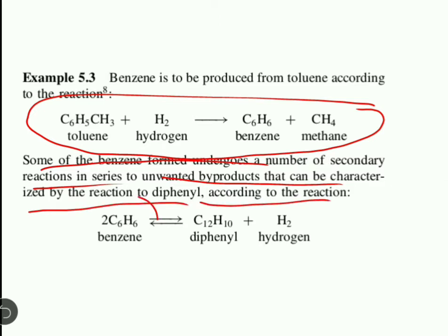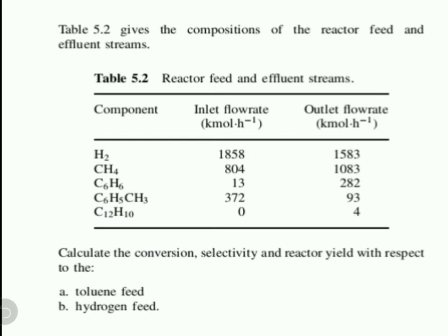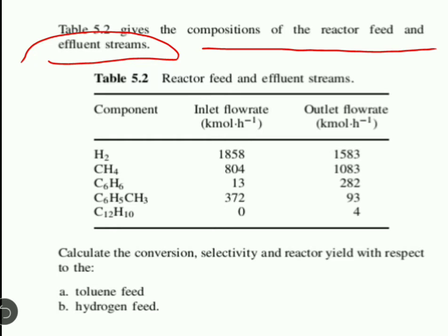So benzene can again react to give diphenyl. That is the side reaction by which the byproduct can be produced. Now from this example, we can find out the performance of the reaction by considering the three parameters. What is given here is the composition of the reactor feed and the effluent stream. Now we can see the reactant feed and effluent stream.